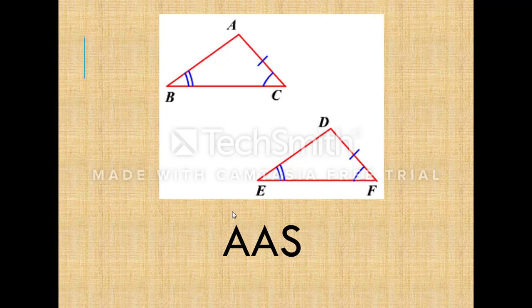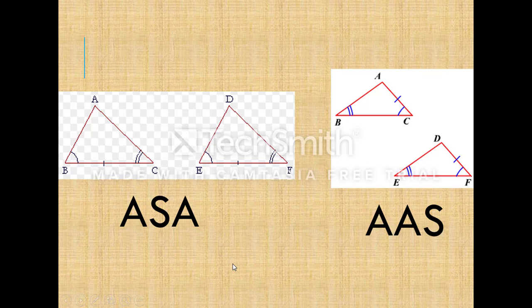AAS is a little bit different. Now, this too has 2 angles and 1 side. But notice, this is angle B matching up with angle E, angle C matching up with angle F, and side AC or segment AC matching up with segment DF or side DF. Therefore, I can conclude that triangle ABC is congruent to triangle DEF because of the angle, angle, side postulate. This is because they both are one of our 5 congruency triangle shortcuts.